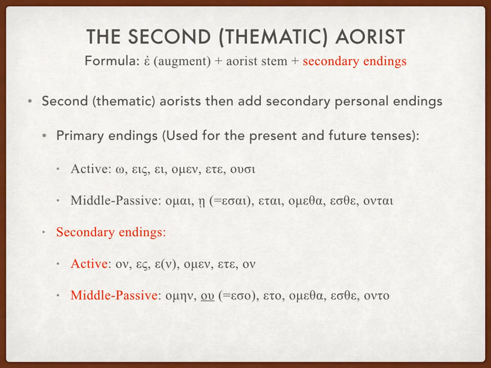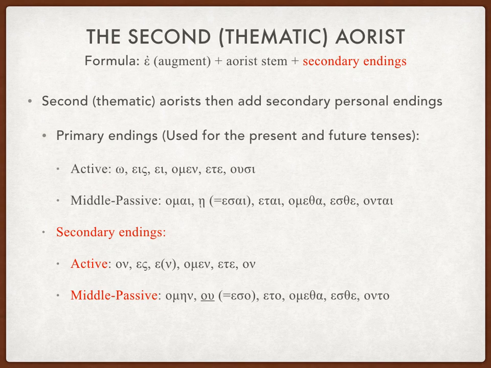Same with the middle passive. You should also by now have pretty much down omai, ei, which is a contracted form of esai. Remember, sigma drops out, epsilon and alpha become eta, and iota goes underneath. Omai, ei, etai, ometha, esthe, ontai. Those are your middle passive primary endings, what you use with the present and future. So far, that hasn't changed. This chapter is going to introduce you to another set of endings that we call secondary, used for what we call secondary tenses, which include the aorist, the imperfect, and a few others that we're going to see later.